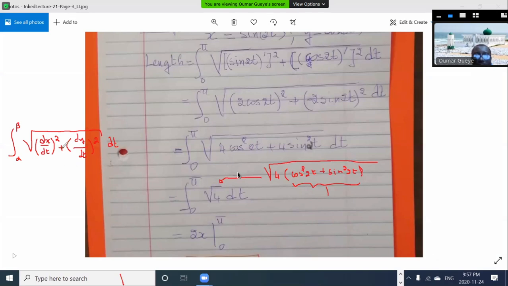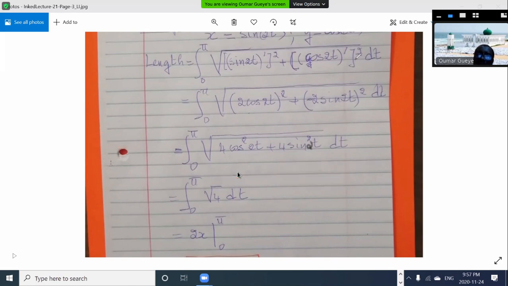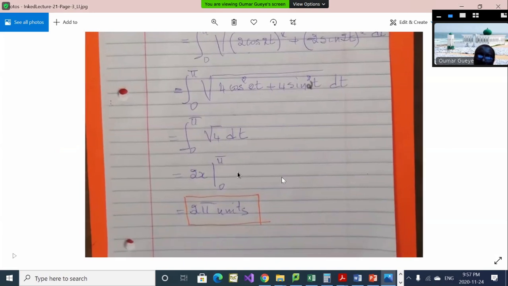Don't forget the formula. You have to differentiate before taking the square. That's what we did here. We differentiated first, and then we took the square. And the length of this is going to be 2 pi.